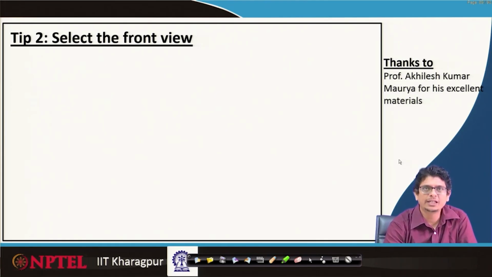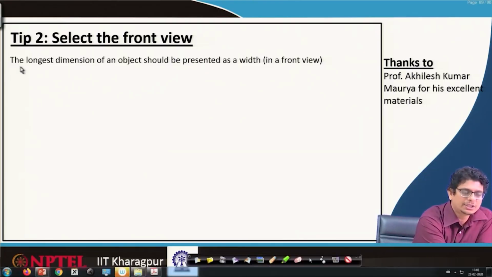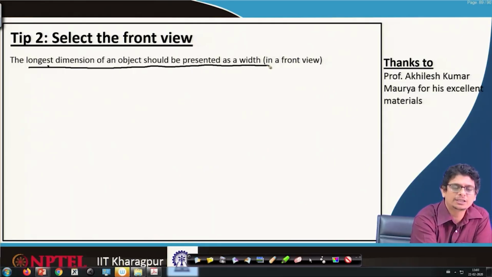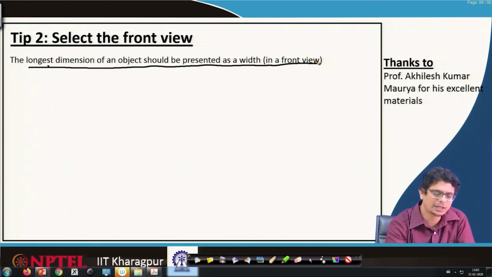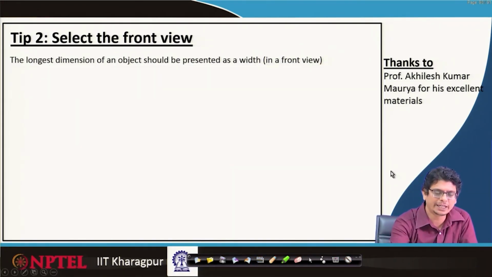Now, we have to pick the front view. To decide that, the longest dimension of an object should be represented as the width in the front view. So, let us look at that. These are a few tips to construct any views.